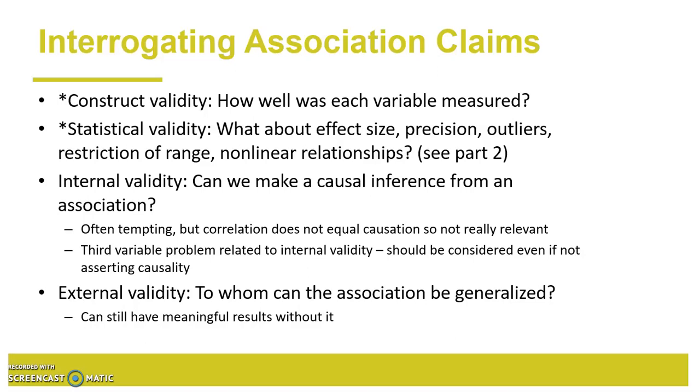Now, related to internal validity, though, is the third variable problem. That's something that you should investigate in the context of an experiment as well. But it's also important for interrogating association claims. Even if you're not claiming causation, it's important to consider what other third variables might be driving the relationship that you find between two. Okay, and then external validity, this, of course, deals with generalization.